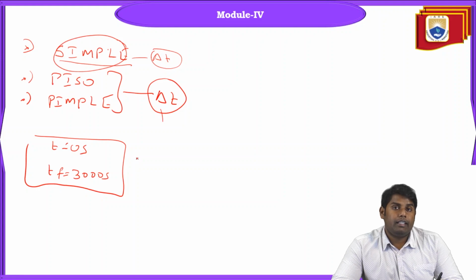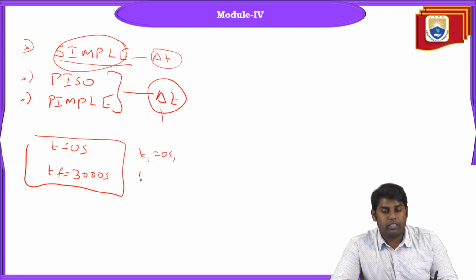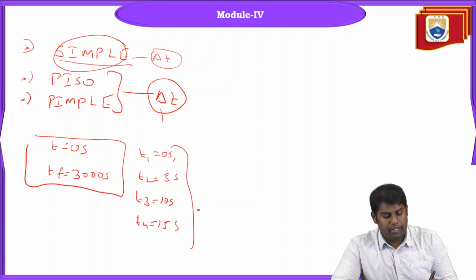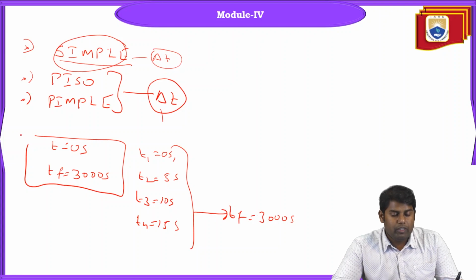If you take delta t as 5 seconds, let's say the first time step t1 is equal to 0 seconds, the next time step t2 is equal to 5 seconds, t3 is equal to 10 seconds, t4 is equal to 15 seconds, and so on it will go till tf is equal to 3000 seconds. So depending on the time step delta t, the number of time steps the simulation runs depends on it.